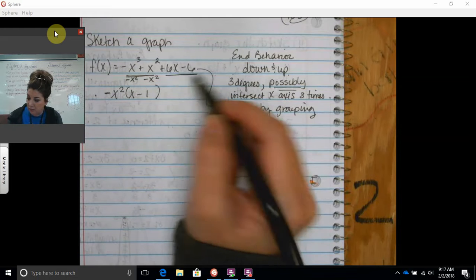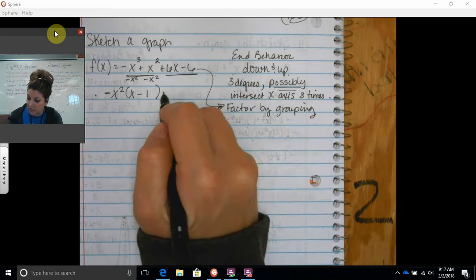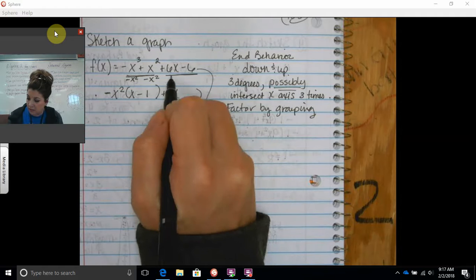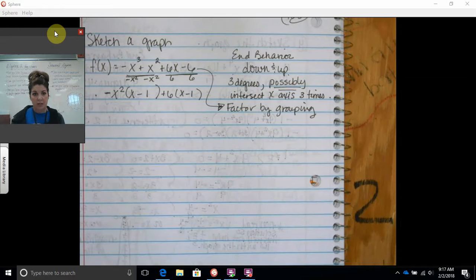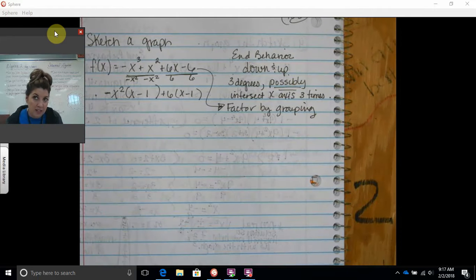GCF of the second group. Positive 6. Factor out a positive 6. What's left? X minus 1. Is what's inside parentheses identical? Yes. If it is, then this method of factoring is going to work. We can use it. If it's not, you either made a mistake, or if you didn't make a mistake and they're not identical, then it's not factorable using this method. We'll have to figure out something else, which we don't know anything else at this time. So if it's not factorable, we can't do it, all right?